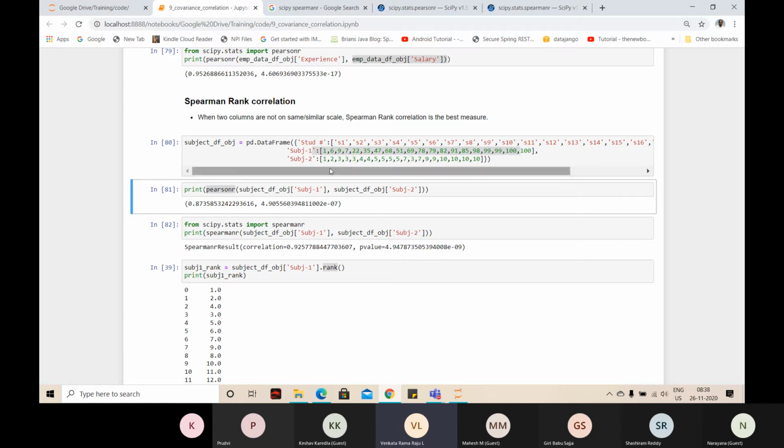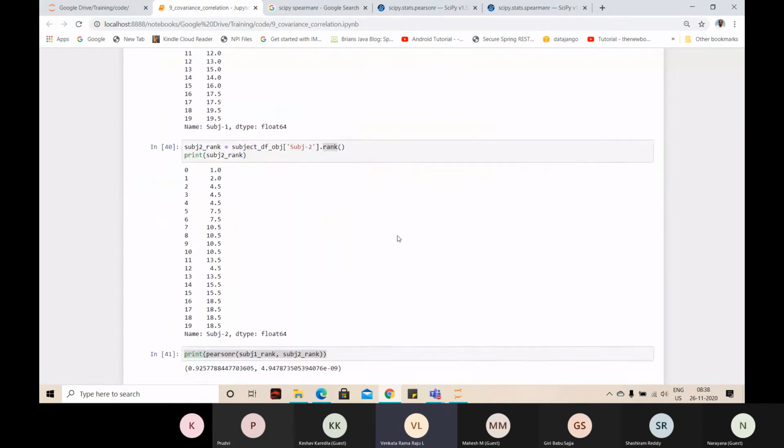Now if you shuffle the data and try to calculate the correlation, fix one column and shuffle the second column, you will get the same. In that case, the p-value will be high. Let us try to do that experiment. Let me take this data.